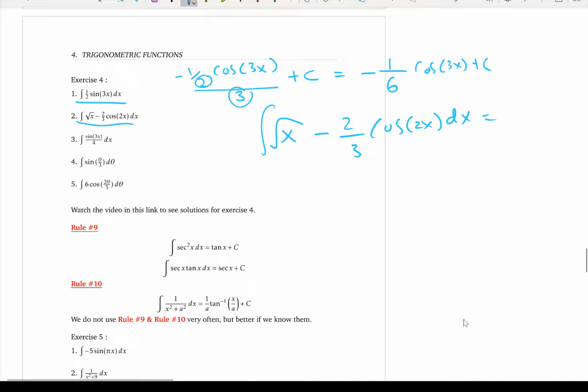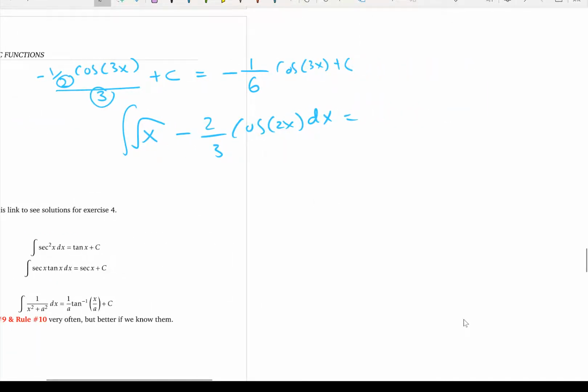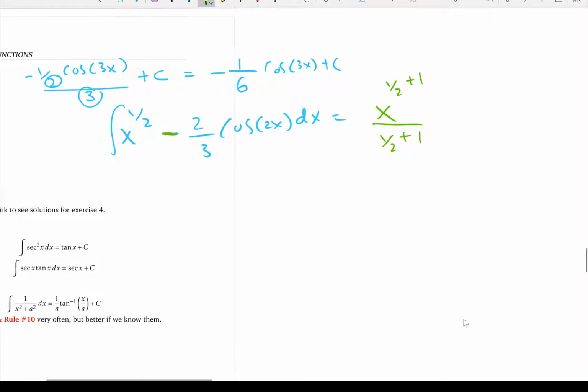Okay, so now if you want to integrate square root of x, that is the same as integrating x to the half, right? And now since we have subtraction separating the square root function and the cosine function, we can integrate square root of x separately and the cosine function separately, right? So if you integrate x to the half, it's x to the half plus 1 over half plus 1. If you don't know how to integrate square root, click on the link above to learn that again.